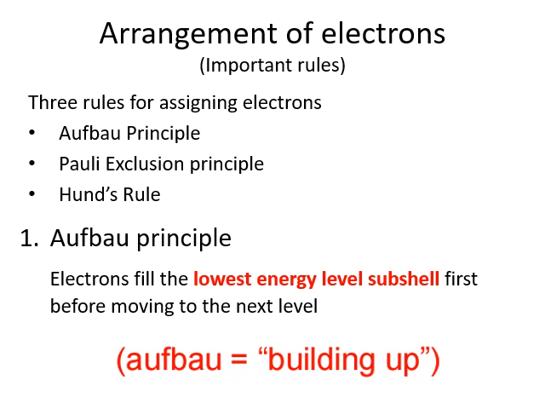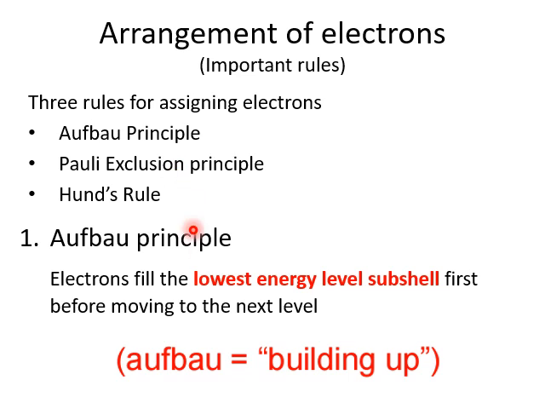So we go on with the arrangement of electrons. This is the important rule. We normally have 3 rules for assigning electrons. First, following the Aufbau principle. Number 2, following the Pauli exclusion principle. And number 3, following Hund's rule.